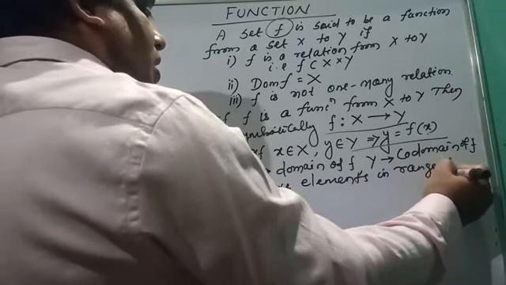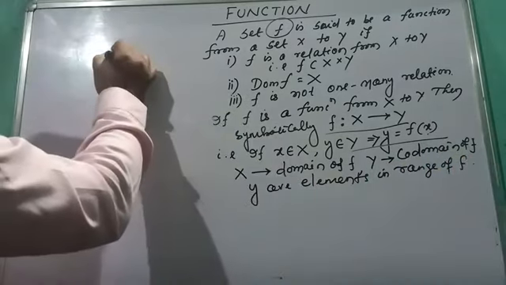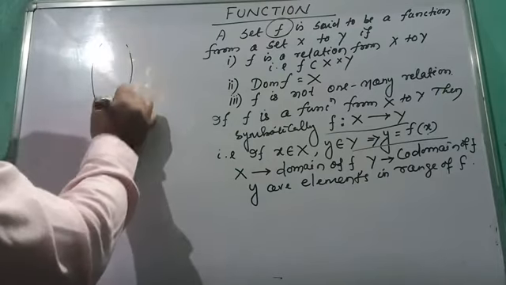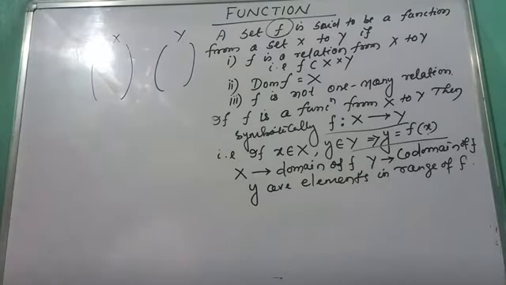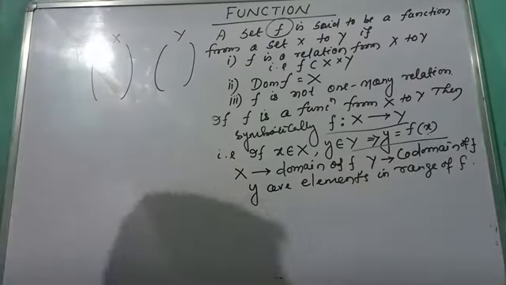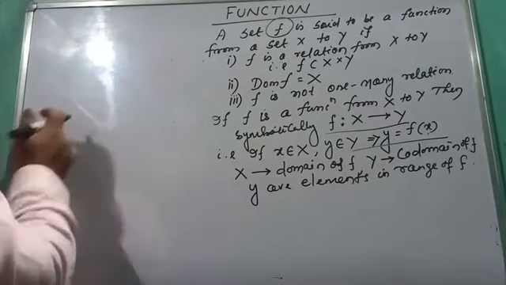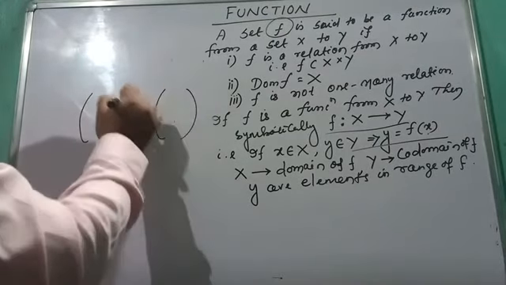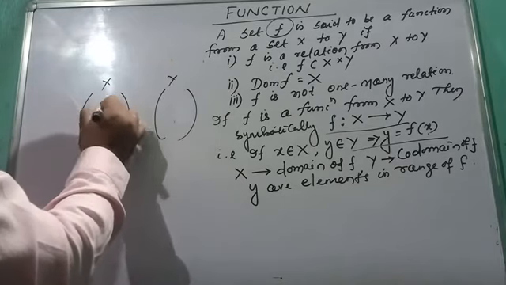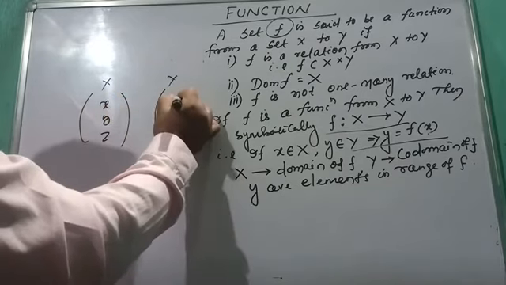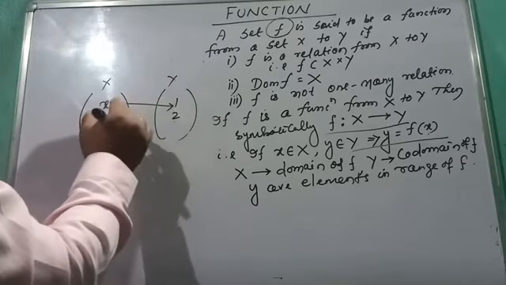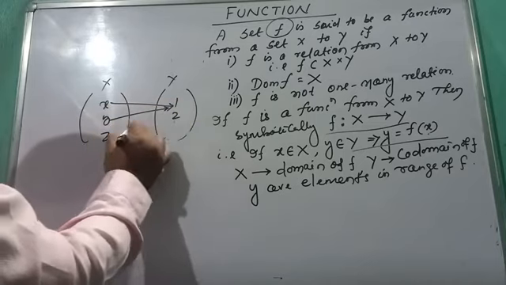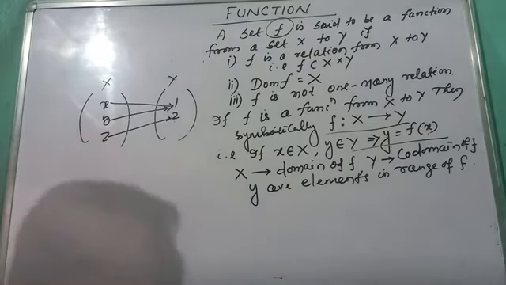If you take an example, suppose this one is a set X, and this one is a set Y. X contains the elements x, y, z. Y contains the elements 1, 2. If x is related with 1, y is related to 1, and z is related to 2, then clearly it is known as a function.